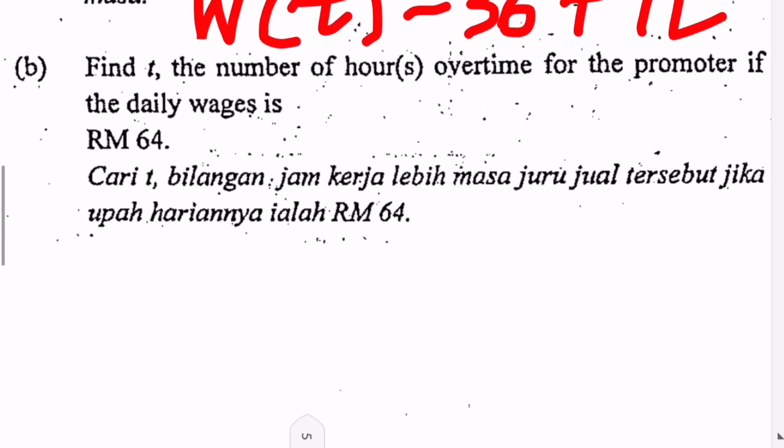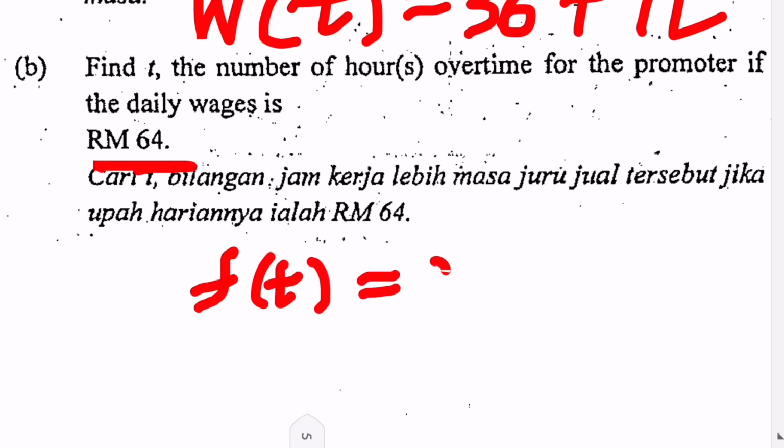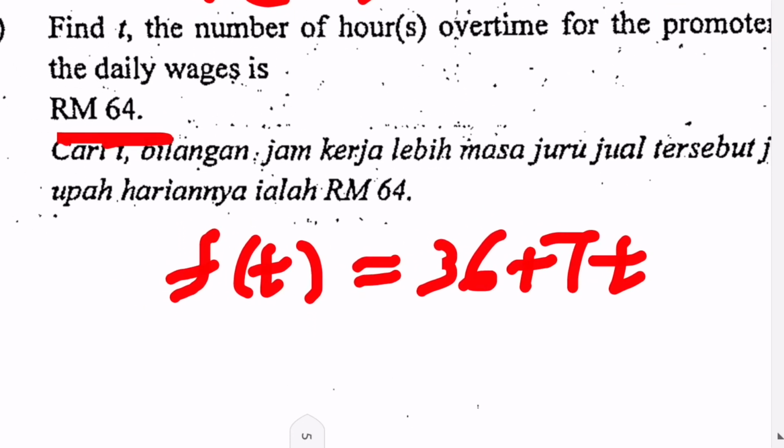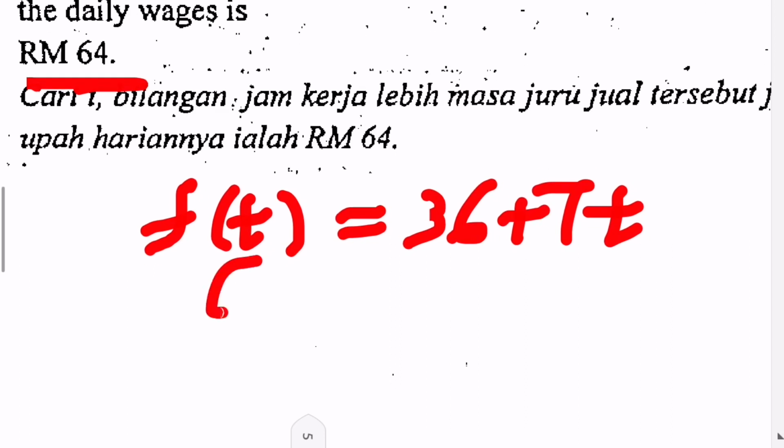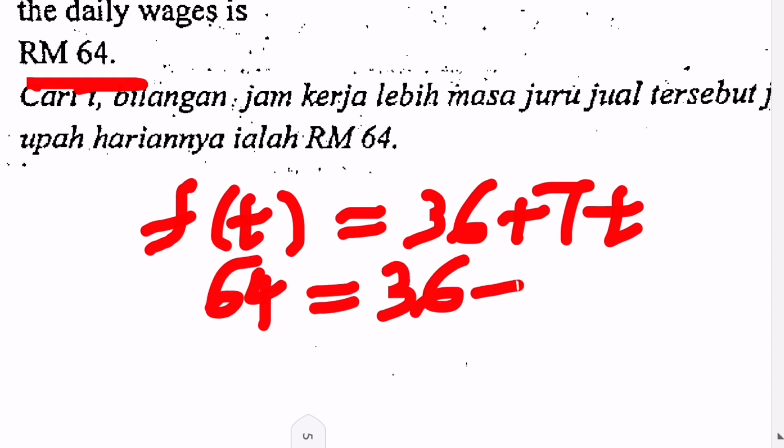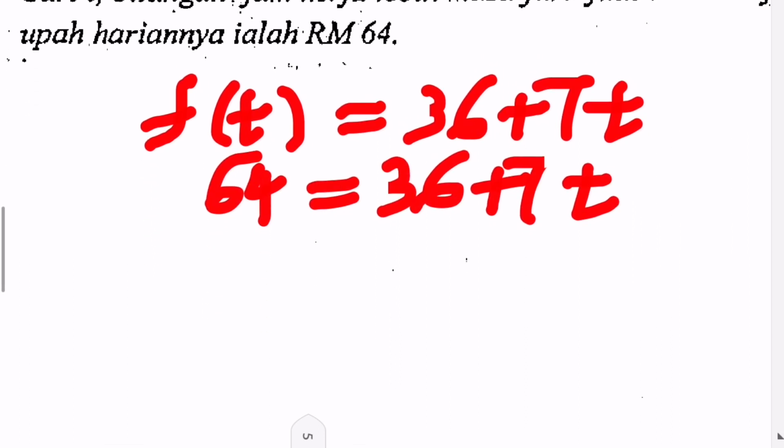But the question is asking for F, so can you please convert to F(T)? F(T) equals 36 plus 70. Follow the question, because the question wants the function of T. So if they want F(T), that is how you write the function notation. It's actually just a formula to calculate the wages for the promoter.